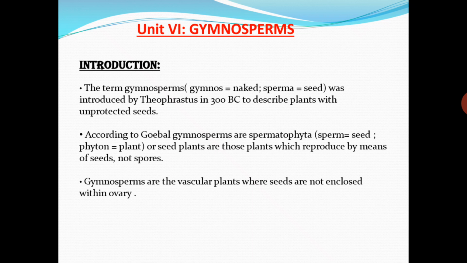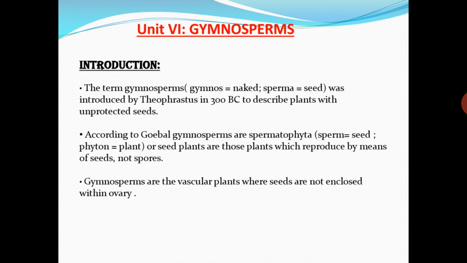And according to Geobal, gymnosperms are spermatophytes. Sperma means seed, phyton means plant, so seed plants, because these are not produced by spores. These are produced by seeds. That's why these are called spermatophyta. Gymnosperms are vascular plants where seeds are not enclosed within the ovary. So here seeds are directly present, not enclosed within an ovary.